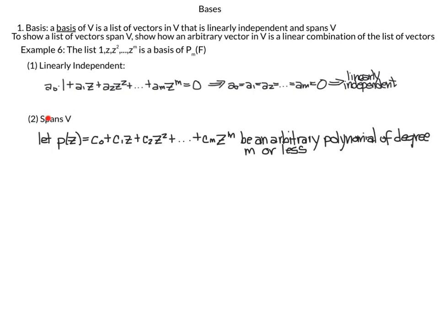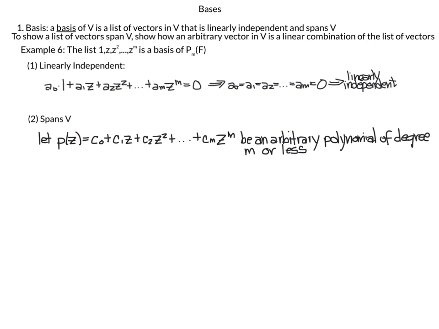Now to show that these vectors span the space of polynomials, we're going to take our arbitrary polynomial from this space. So we're going to have some constant c naught plus a scalar times z plus another scalar times z squared all the way up to c sub m times z to the mth power.